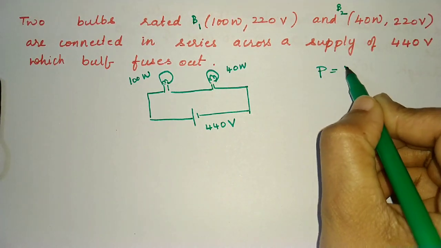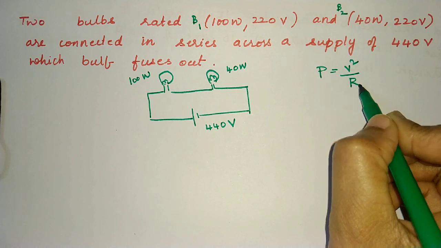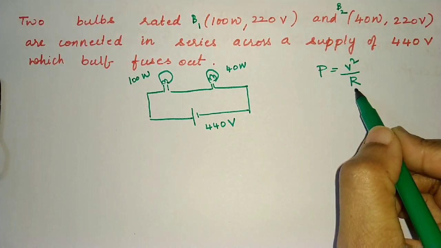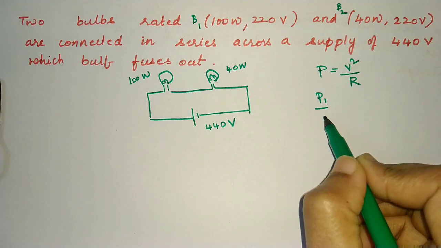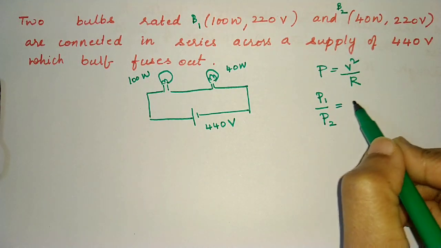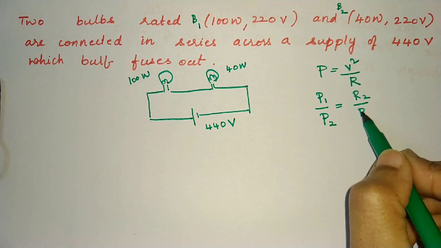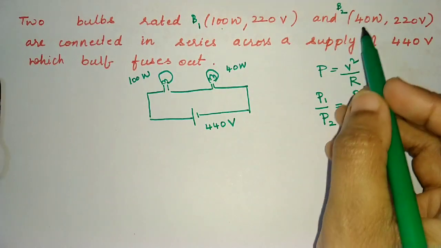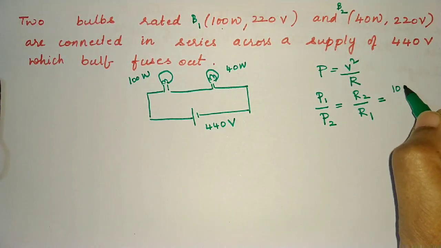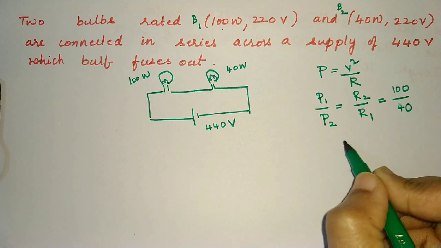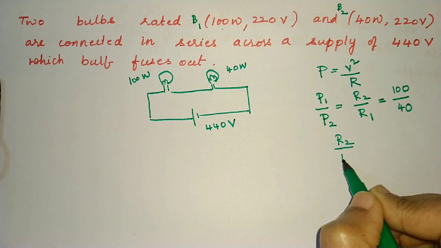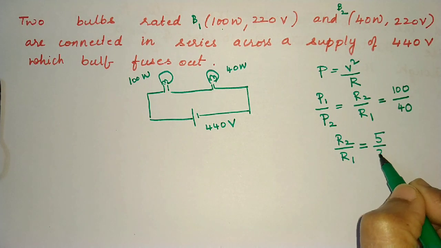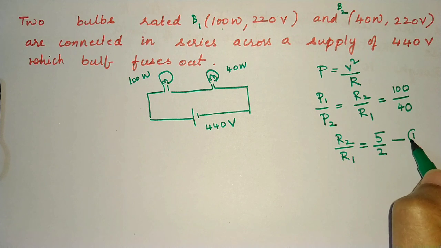We know power is equal to V square by R. Since voltage is same for both of them, P I will write as V square by R. So P1 by P2 should be R2 by R1. We know P1 is 100 and P2 is 40. So it's 100 divided by 40. So what is the ratio of resistance of second bulb to first bulb? 10 by 4 or 5 is to 2. Call this equation 1.